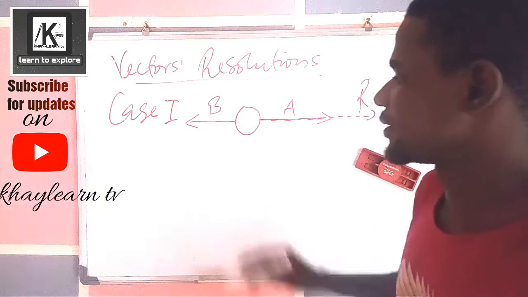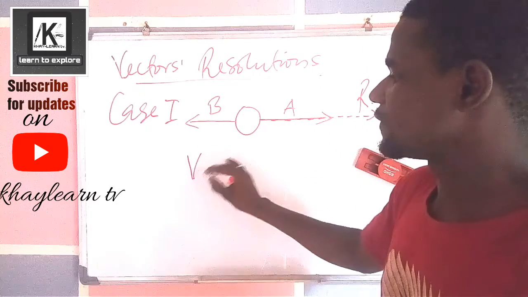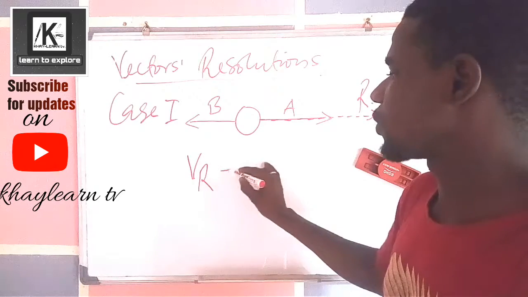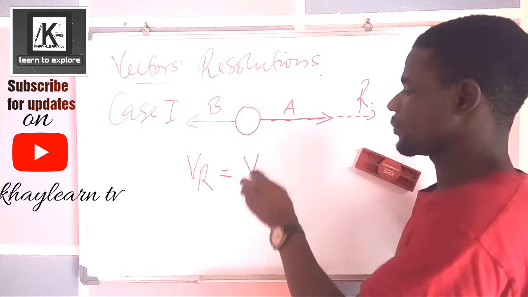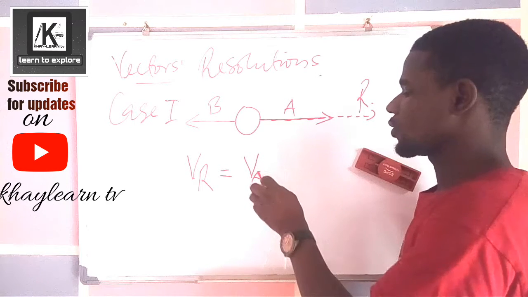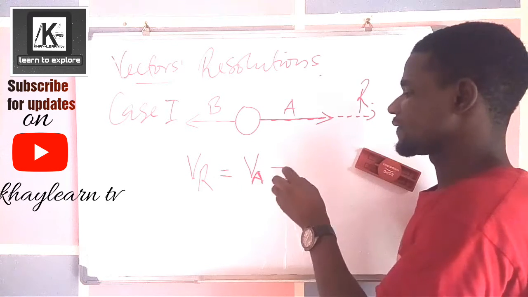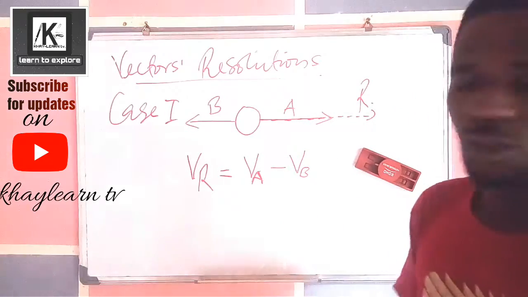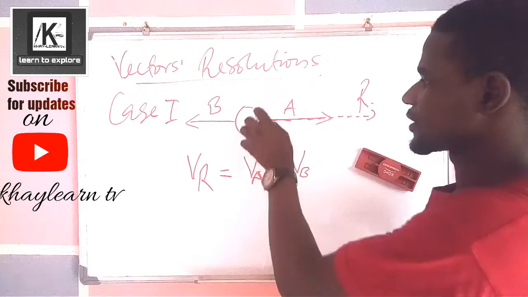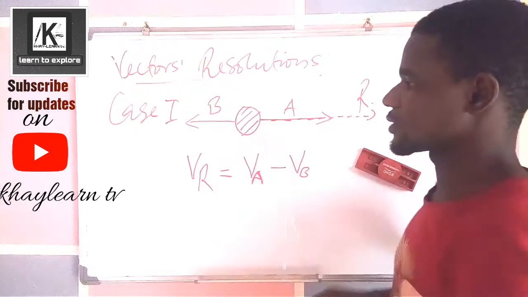Now, the resultant vector R will always be equal to the vector along A, being the greater vector, negative the vector along B's direction. So this is how it is resolved.